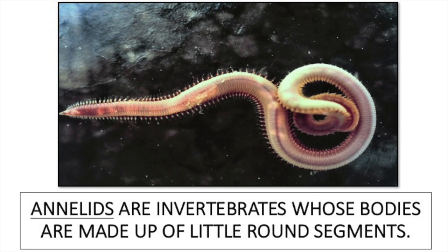Another type, annelids. Annelids are invertebrates whose bodies are made up of little round segments. Yes, if you look closely, you can see here that each little segment of the body is round and they're all pieced together. And it looks like a worm.